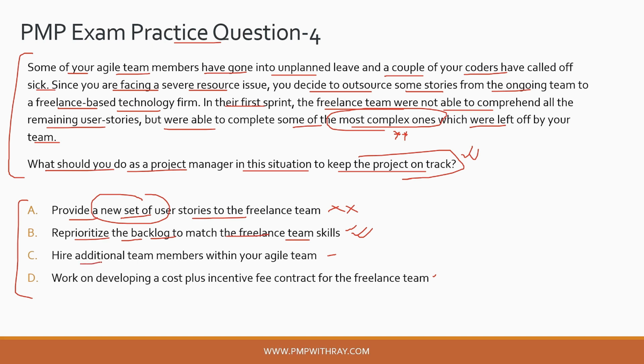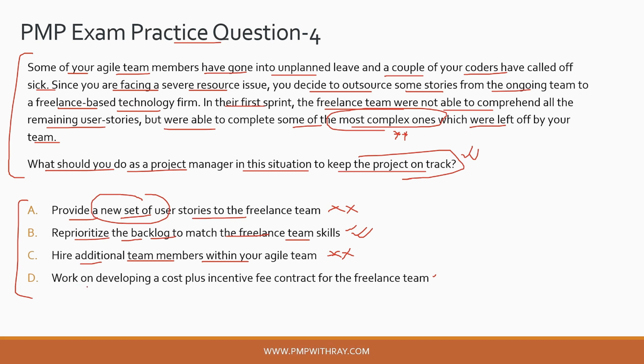Option C, hire additional team members within your agile team. This is random, guys, right? I hope none of you have selected this, because now going into another hiring cycle, HR will be involved, your project sponsor will be involved, it might need additional budget, etc., etc. Okay, not at all a realistic action plan.